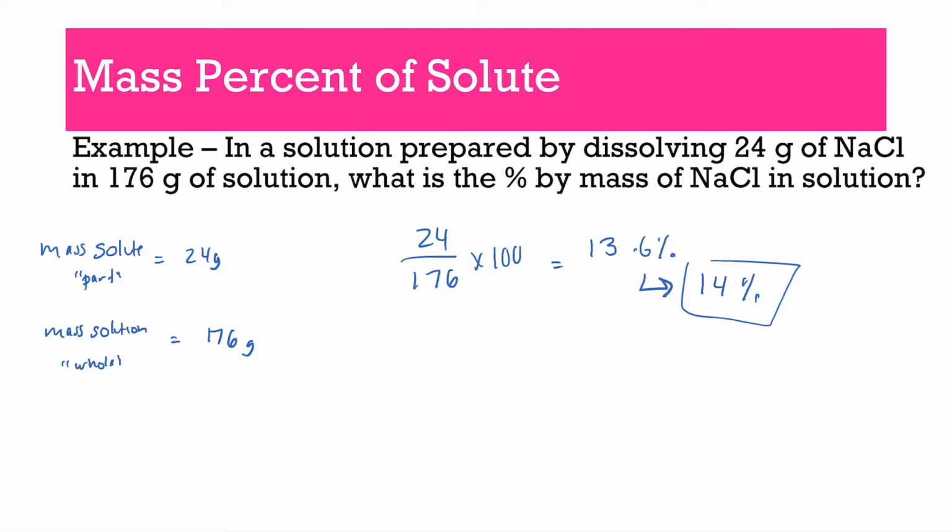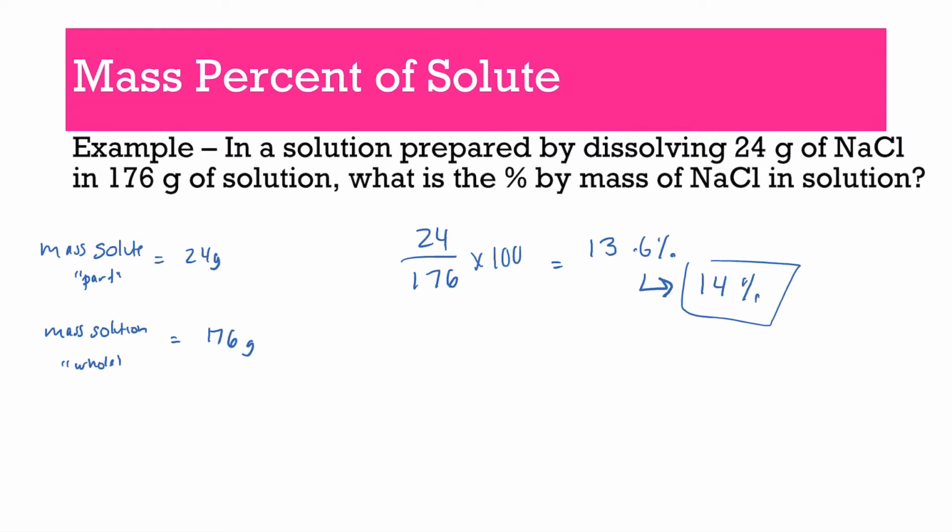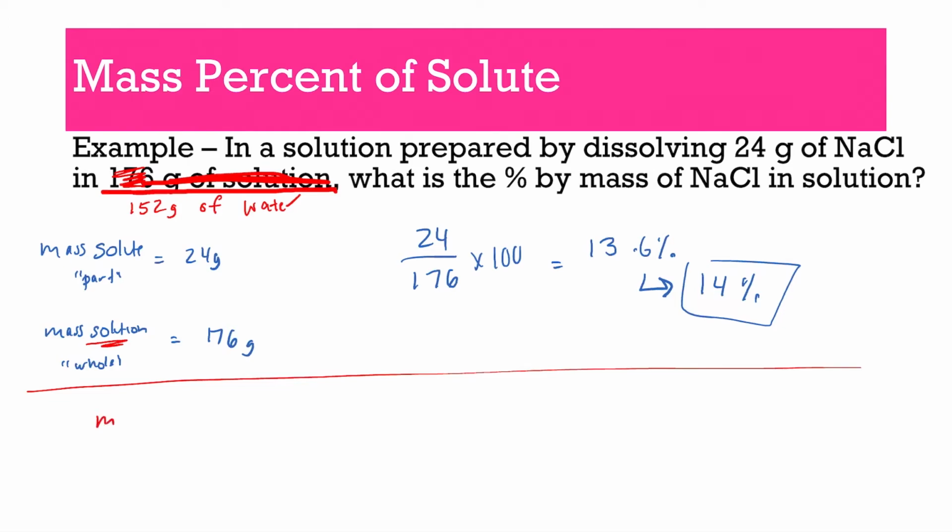And that's it. Now, the way they can make this question more difficult is this. Instead of saying you have 176 grams of solution, to try to trick you, they could say you have 152 grams of water. Remember, the mass of solution is our solute plus our solvent. The solution is the whole thing. But if you're given just the solvent, just the water, that's not the whole thing. So we do this in red.